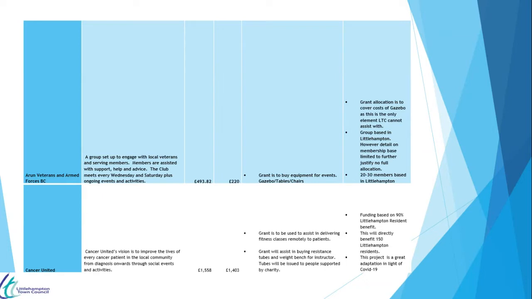Cancer United. Grant requested is £1,558. Proposed grant is £1,403. Grant is to be used to assist in delivering fitness classes remotely to patients. Grant will assist in buying resistance tubes and weight bench for the instructor. Tubes will be issued to people supported by the charity. Funding based on 90% Littlehampton resident benefit. This will directly benefit 150 Littlehampton residents. This project is great adaptation in light of COVID-19.